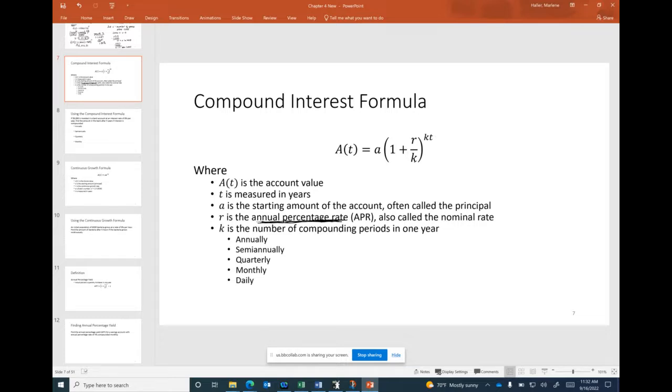Typically, compounding either occurs annually, once per year. In that situation, K is going to be 1. It might be semi-annually, where K is 2. Quarterly, K is going to be 4. Monthly, K would be 12 because we compound every month. You don't see this very often, but there might be daily compounding, where K would be 365, right? 365 days in a year, typically.